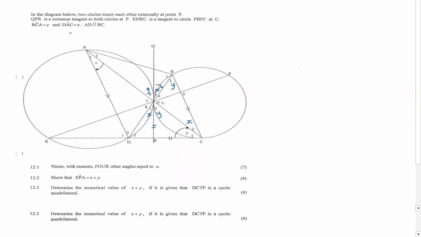And then they say that DAC is X, and so a quick thing that's buzzing in my mind is if this is X, I can follow along with my fingers to the chord opposite, which is DP, and I bounce off that trampoline, that chord, and I end up here, and that will also be X, angles in same segment. So all of that's been filled in. I could fill in other stuff, but I'm just going to pause my excitement to just look at what the questions are asking and see what I've actually done. Name with reasons 4 other angles equal to X. So we've got 1, 2, 3, 4. So we've already got that and discussed that.